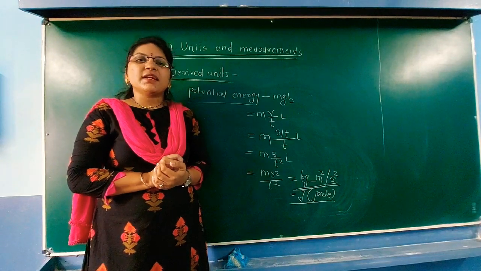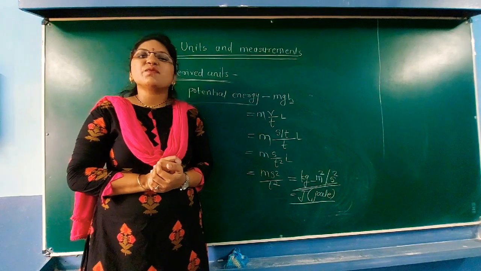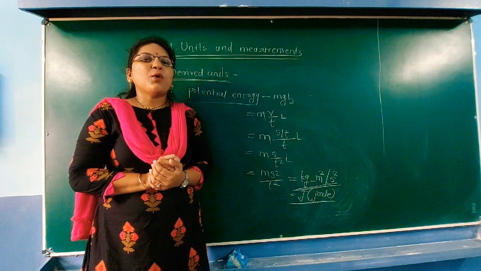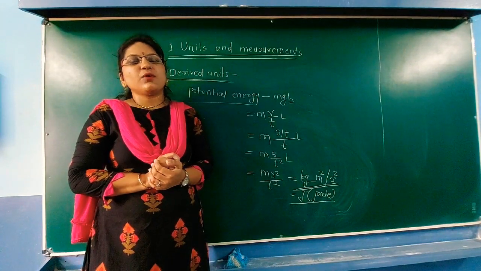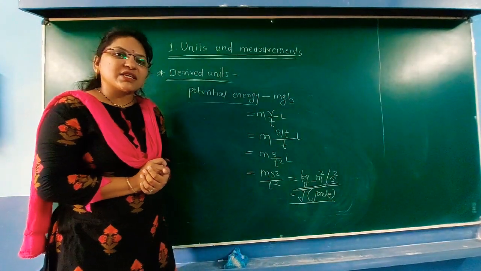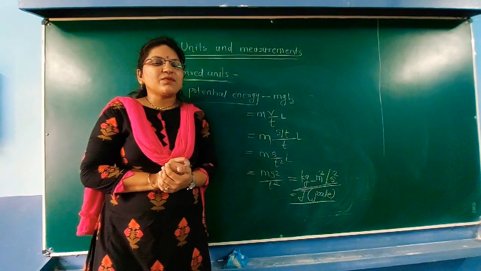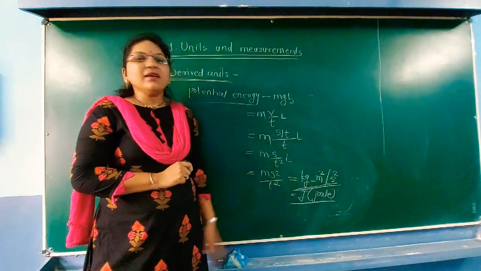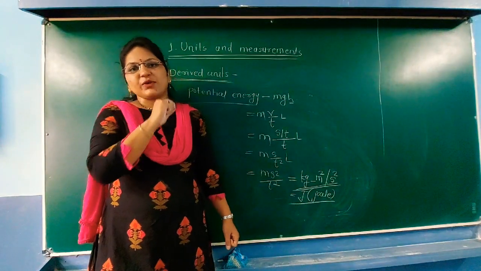Then we have seen a number of derived quantities. Which quantities have we studied? Velocity, acceleration, then momentum, density, then impulse, work, force, then kinetic energy, potential energy, pressure, power. These are some physical quantities which are derived quantities, and we have seen these quantities with their units. So these units are called derived units.